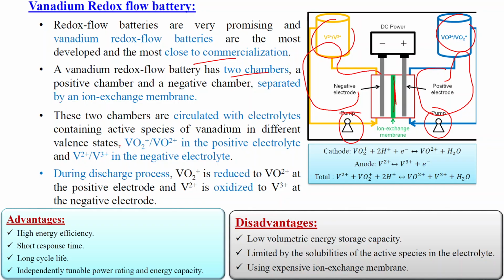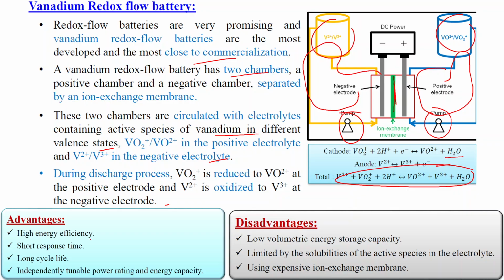The two chambers are circulated with electrolyte containing active species of vanadium in different valence states, that is VO2+ and VO2+ (VO2 1 positive) in the positive electrolyte, and V2+ and V3+ in the negative electrolyte. During discharge, VO2+ is reduced at the positive electrode, and V2+ is oxidized to V3+ at the negative electrode. So these are the reactions taking place at the anode and cathode, and this is the total reaction.